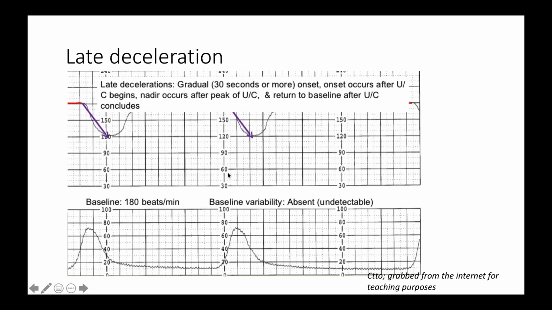Okay, so this is a closer look at late deceleration. Late decelerations usually are gradual, meaning from the onset of the deceleration up to the nadir, or the lowest point of the deceleration, there's an elapsed time of 30 seconds or more. So the decrease is gradual, smooth, or slow. The nadir occurs after the peak of the uterine contractions, and the return to baseline also happens after the contraction.